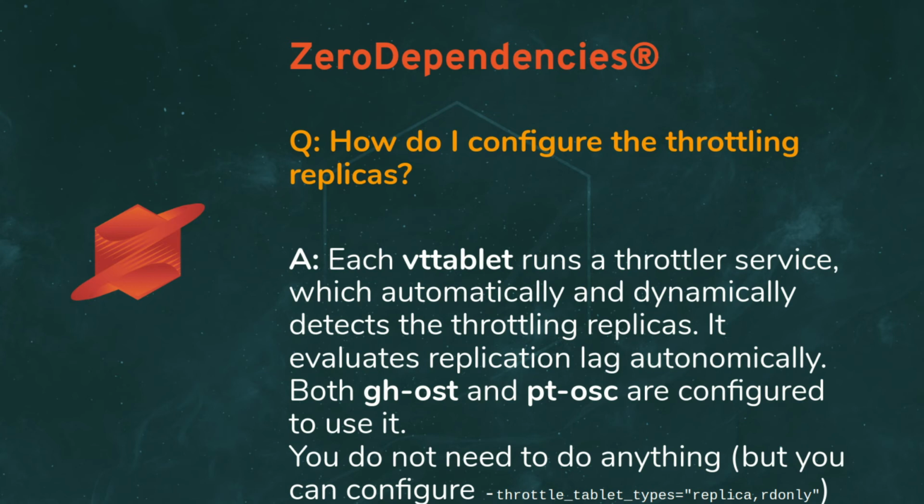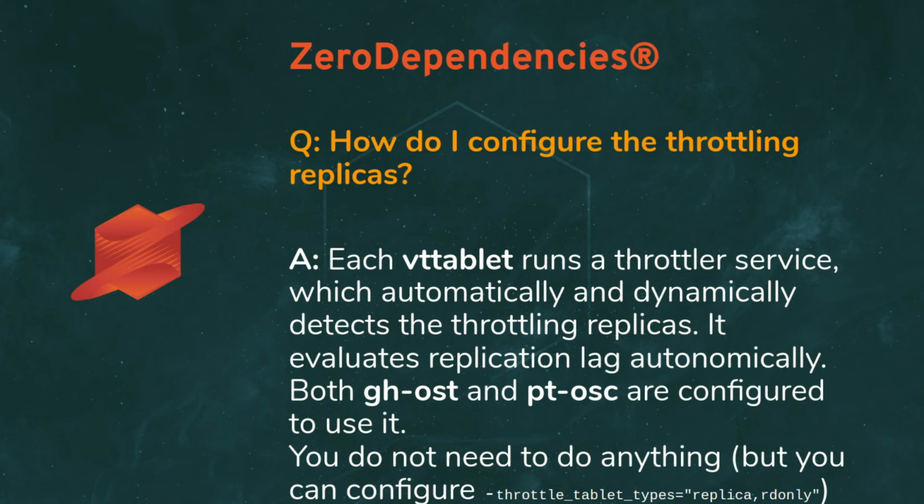How do we configure the throttling replicas? So you want the migration to throttle, but only according to the relevant replicas. The good news is that Vitess has all this kind of meta information. It knows which replicas should serve traffic and which replicas shouldn't serve traffic.